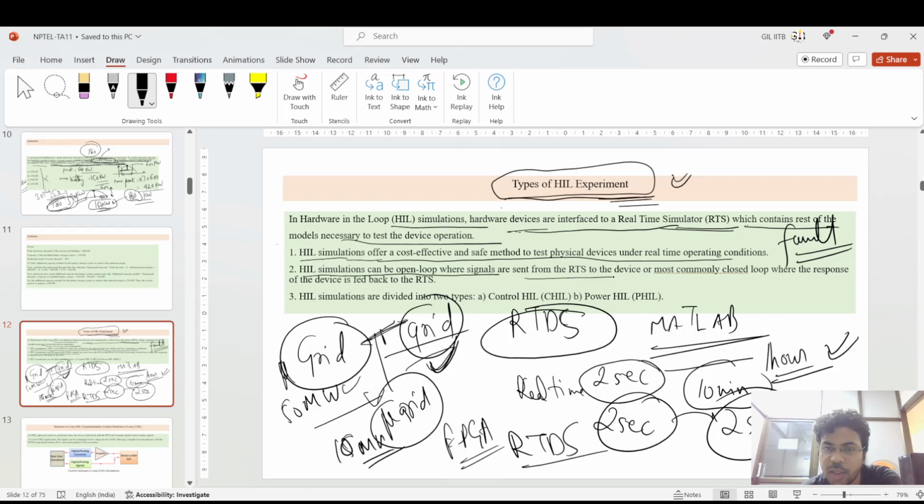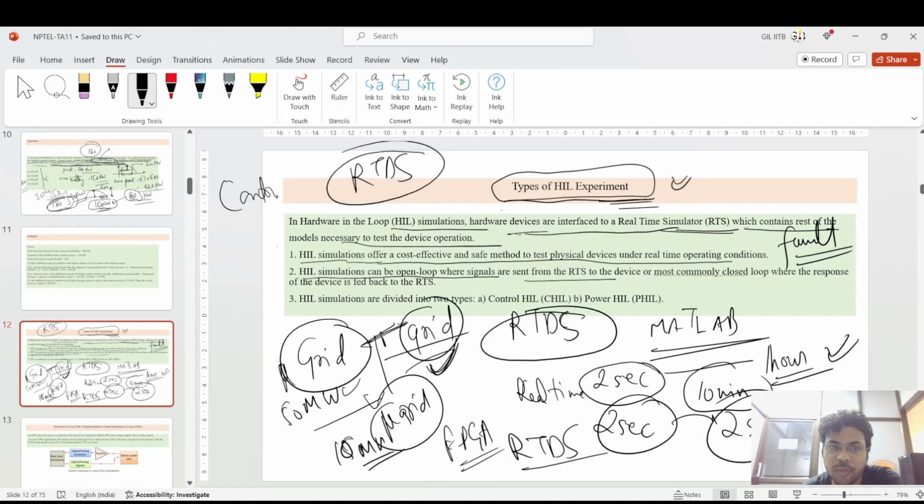And the second point is that HIL simulation can be open loop, where the signals are sent to the RTDS. What it means is that if there is an RTDS system and a controller, you can send the signal directly to the RTDS. This is open loop, where you are not receiving anything from the RTDS system. But closed loop is also there, where the response of the device is fed back to the RTDS. So the controller gives the signal to the RTDS system, and the RTDS system also gives signals to the controller.